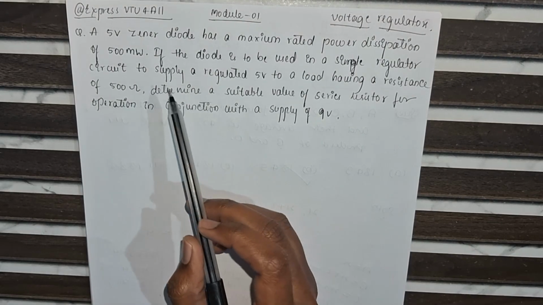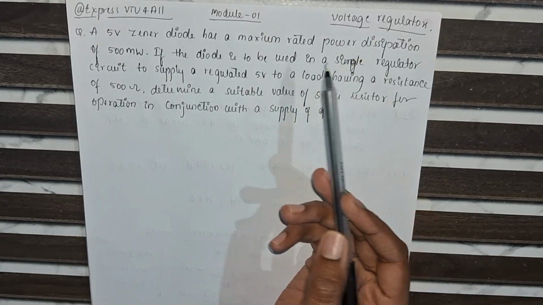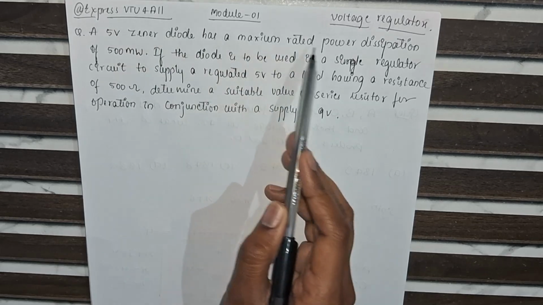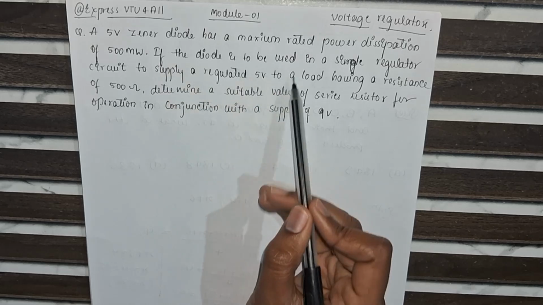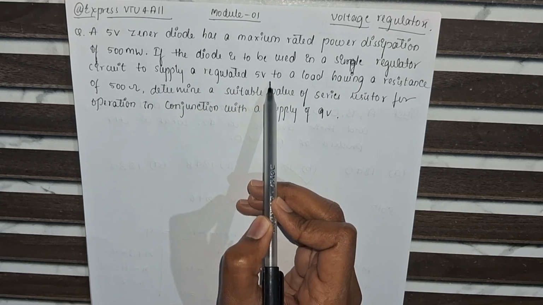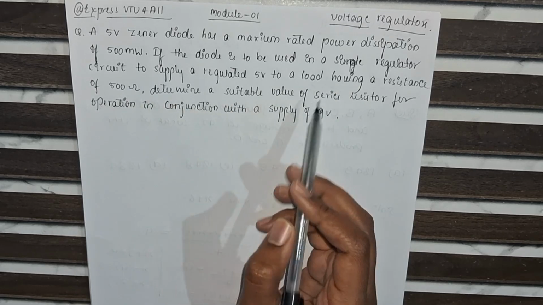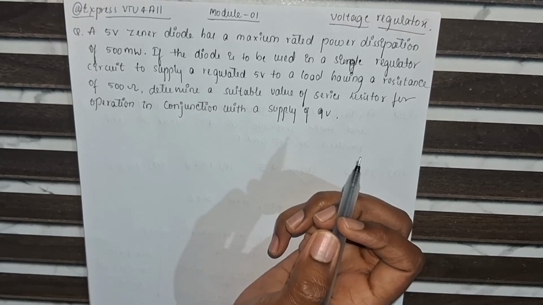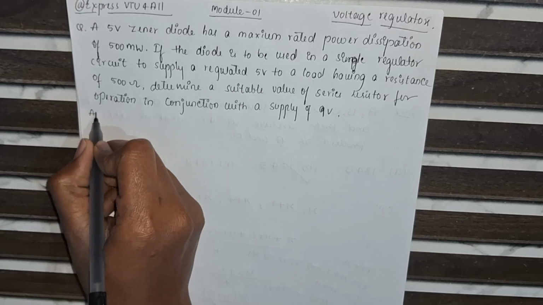Today we are going to understand the most important question from module 1 on the topic of voltage regulator. So the question is, a 5 volt Zener diode has a maximum rated power dissipation of 500 milliwatt. If the diode is to be used in a simple regulator circuit to supply a regulated 5 volt to a load having a resistance of 500 ohm, determine a suitable value of series resistor for operation in conjunction with a supply of 9 volt.